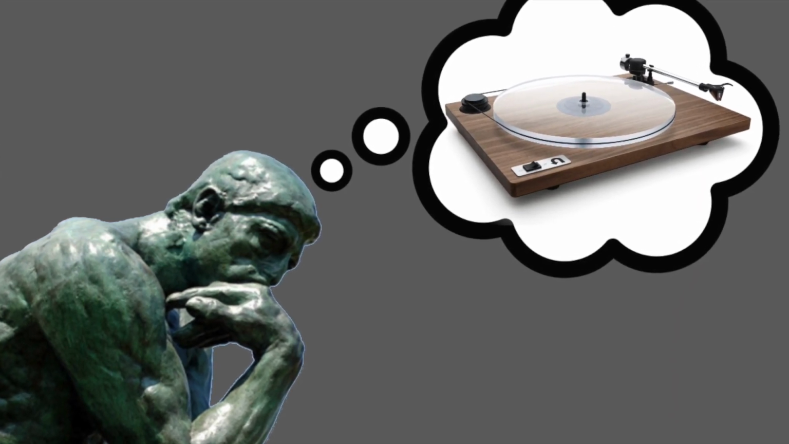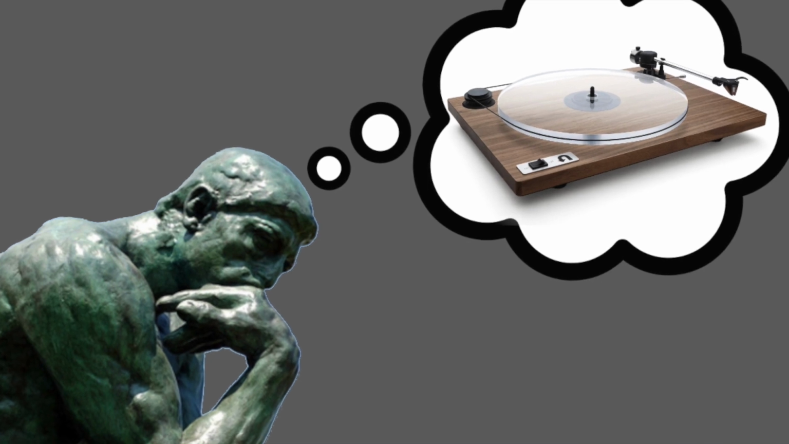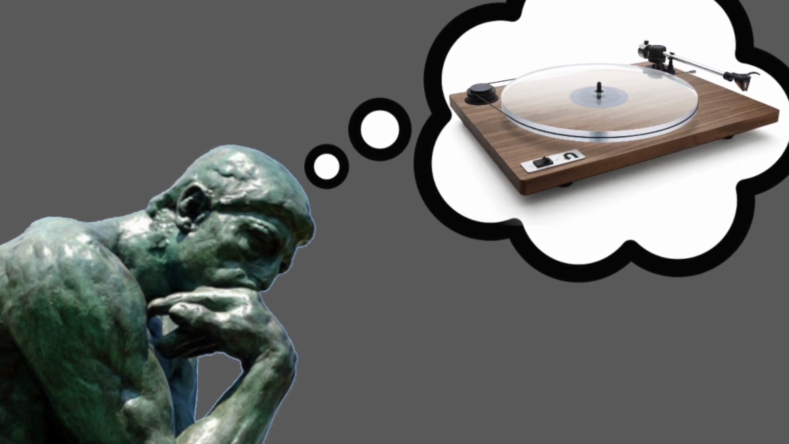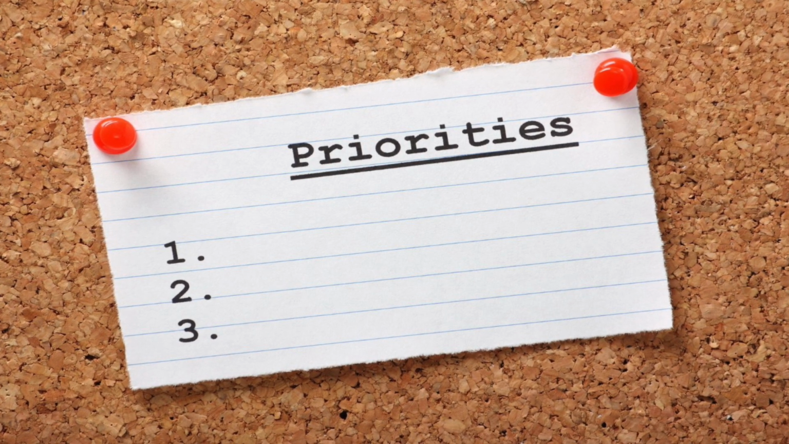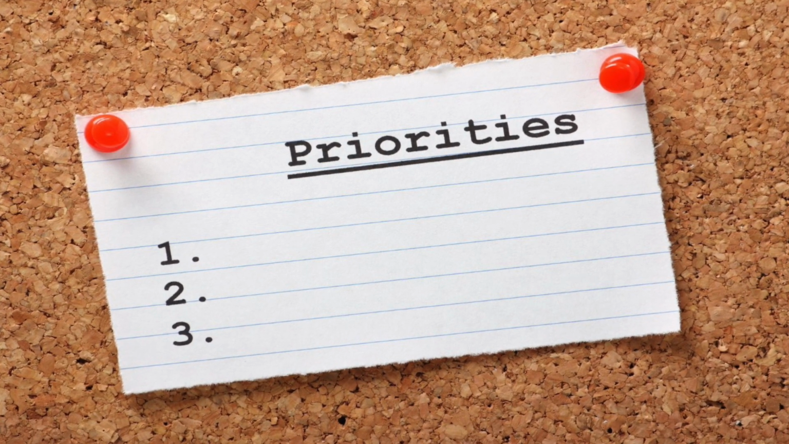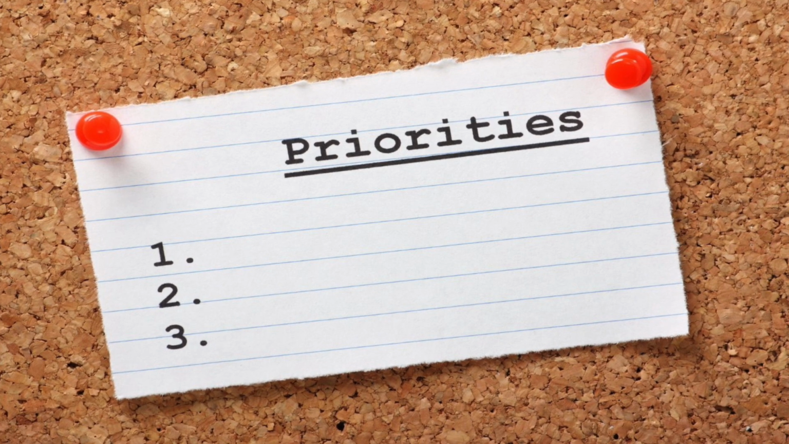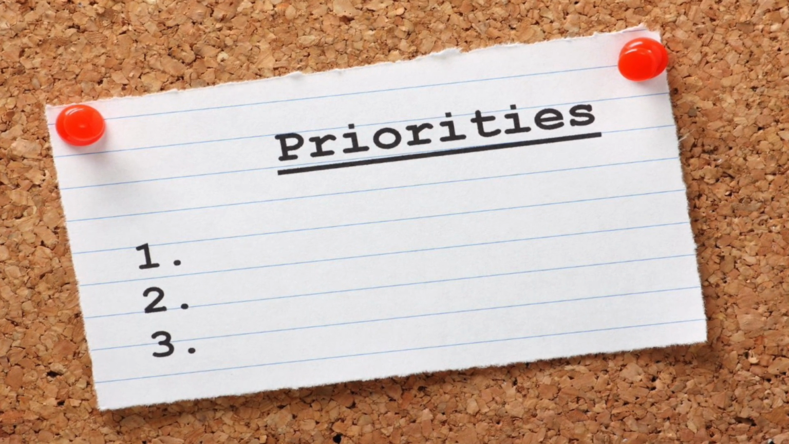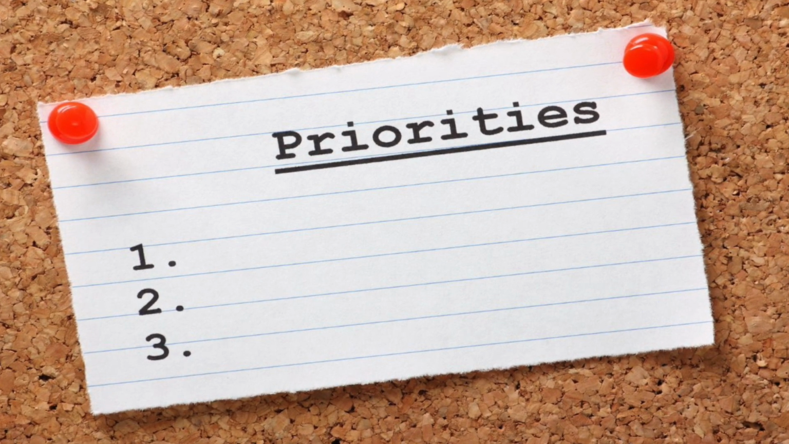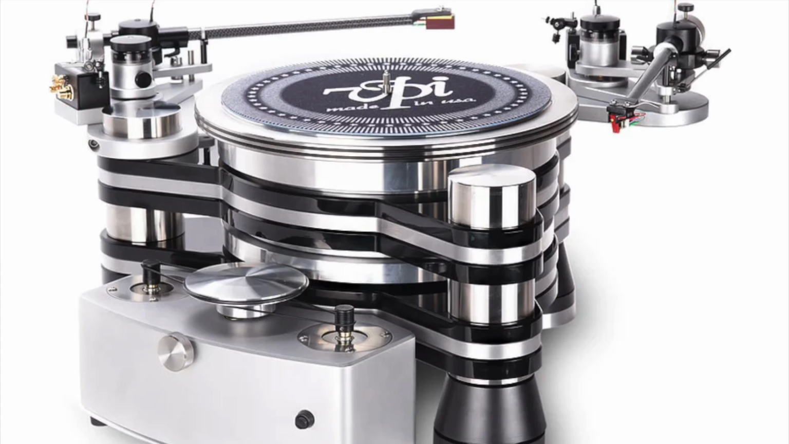Anyway, so the first thing to think about when you're picking a turntable are your priorities. As someone actually said, there are no solutions, only trade-offs. A lot of buying a turntable is, what is your budget and what are you willing to compromise on? Because no matter what, unless you have tens of thousands of dollars, you're going to be compromising on something.